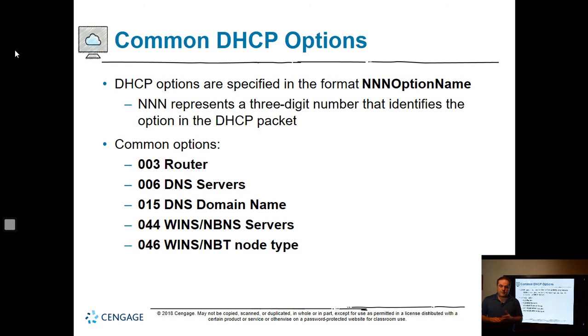Some common options when you set up a scope, besides the range of addresses, you want to set up the router. Basically, the router is the same as the gateway. We talked about the gateway in Module 1, so a computer can get out to the internet. So a router is the exact same thing. They just call it two different things, but they are the exact same thing. The router gets you outside of the internal subnet you're in. Sometimes that means the internet. Sometimes it just means another subnet in your network.